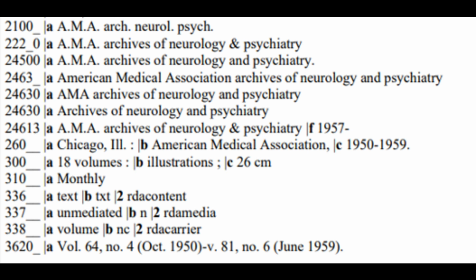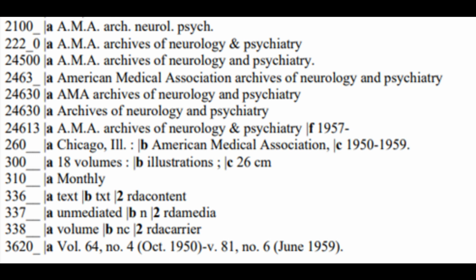And then another tag 246 has AMA with no periods or full stops, unlike tag 210 and tag 222. And then you have there also tag 260, that is the publication information. And if you can see in subfield code C, 1950 to 1959, meaning this publication has already stopped. It has ceased its publication. So all in all, it has 18 volumes. And then it is published monthly.